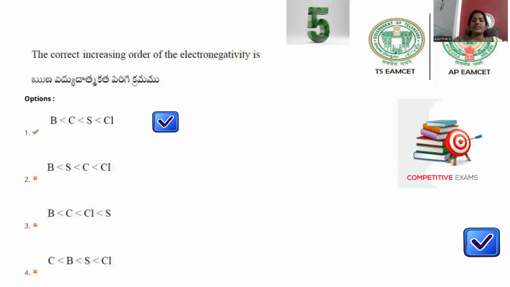The correct increasing order of electronegativity is to be depicted.